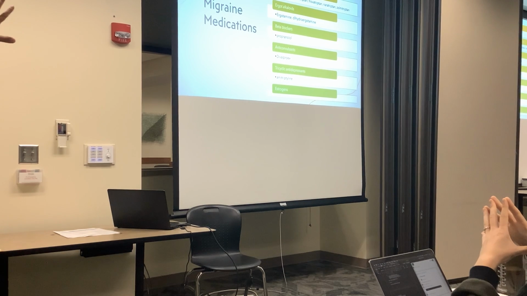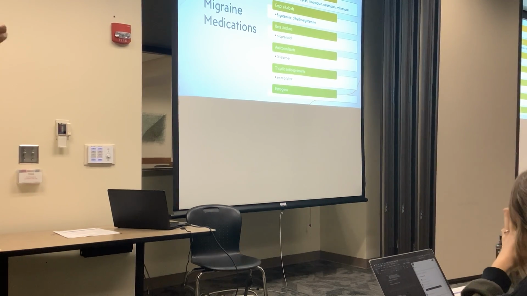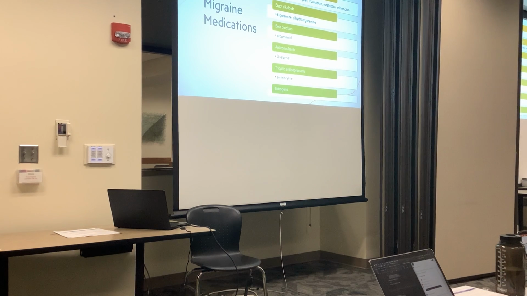Aspirin-like medications. Here's your aspirin, acetaminophen, and your NSAIDs. Serotonin receptor agonist. This is your triptan, sumatriptan. Sumatriptan is kind of the most common one that you'll see, but there's other ones that are out there. Ergot alkaloids, ergotamine, dihydroergotamine. Okay. Beta blockers, propranolol.